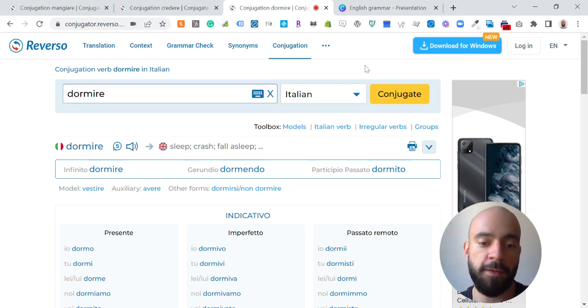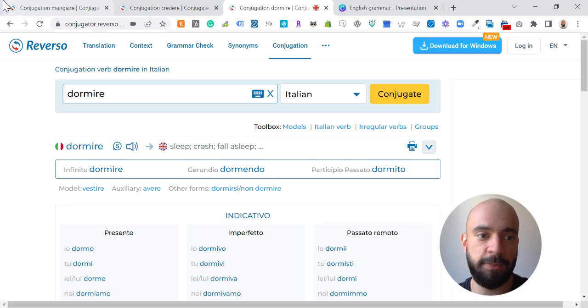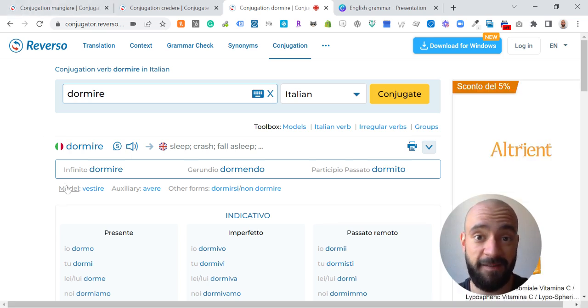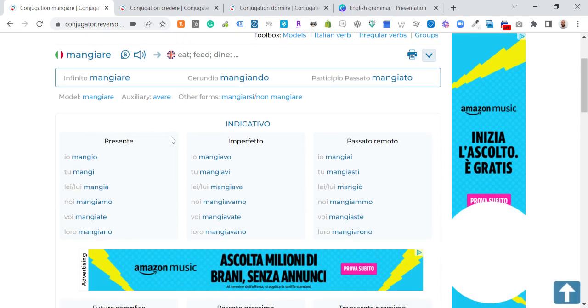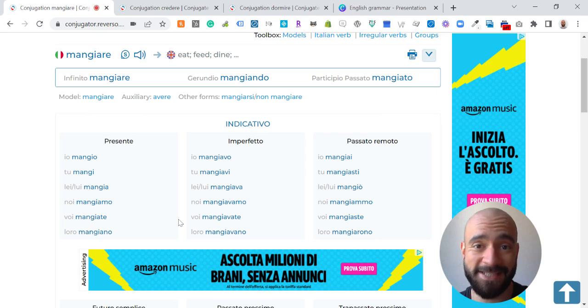Why did I ask you to do this? Why did I decide to come up with this list of families? Because every single family of verbs has a slightly different conjugation, but still they're similar. So let's take a look at mangiare. And like we said, today we're going to learn the present tense.